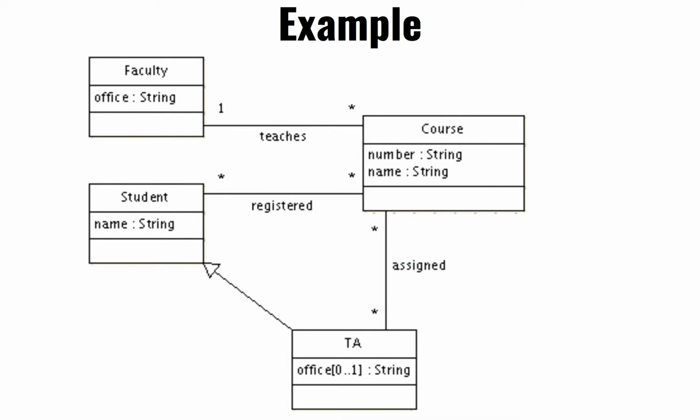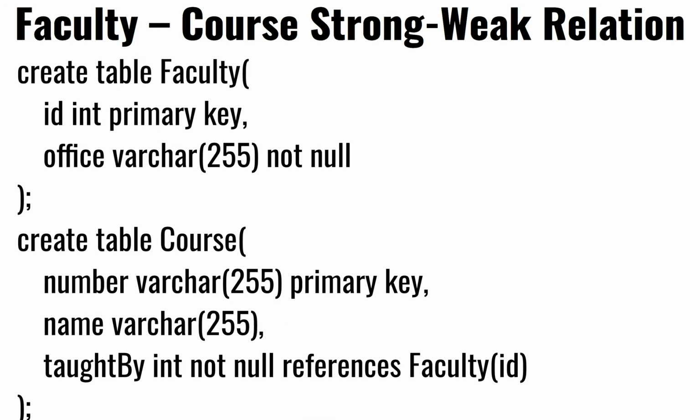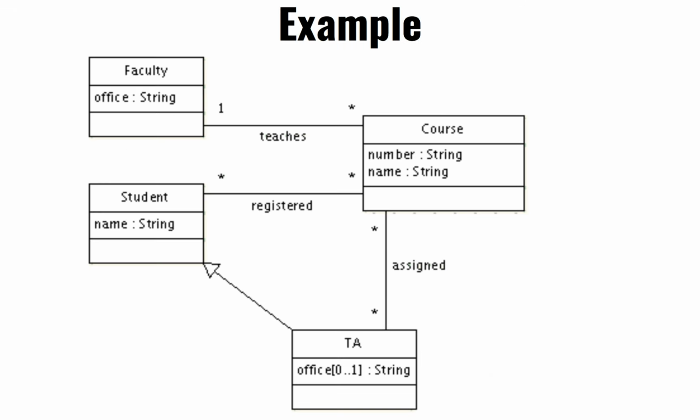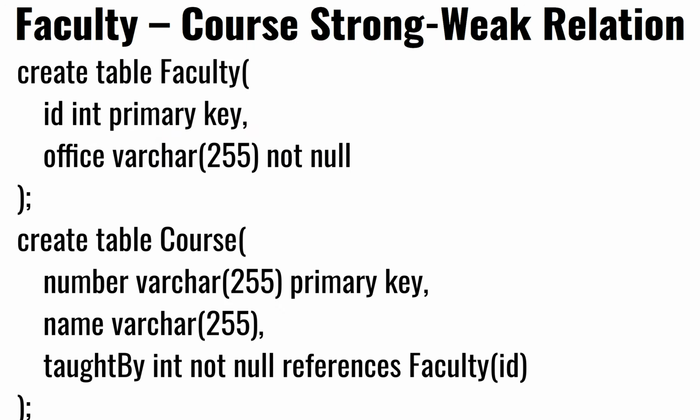So here's another example of the TA inheriting from the student, having a many-to-many with a course. Here's another student, many-to-many with a course that is registered. So let's look at implementing some of these. So here we have the faculty table, and there's a one-to-many. The course is going to have a foreign key to the faculty. Here's the course having presumably a foreign key somewhere. Taught by points to the faculty.